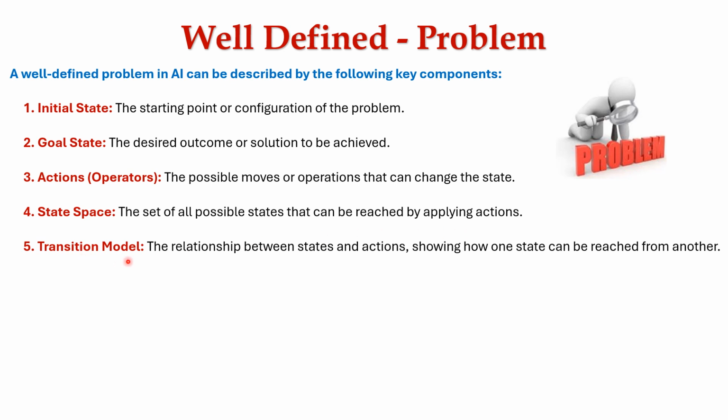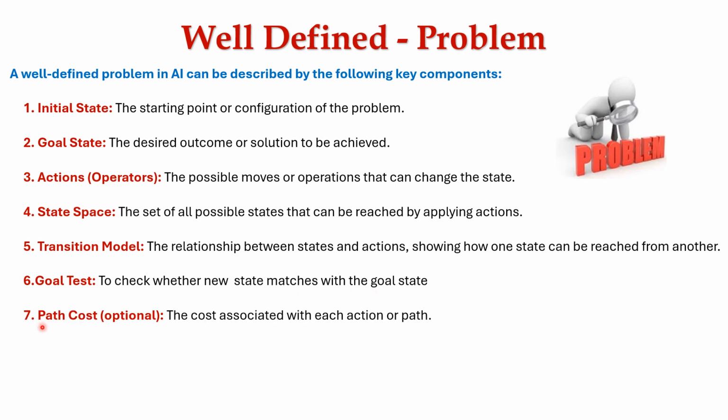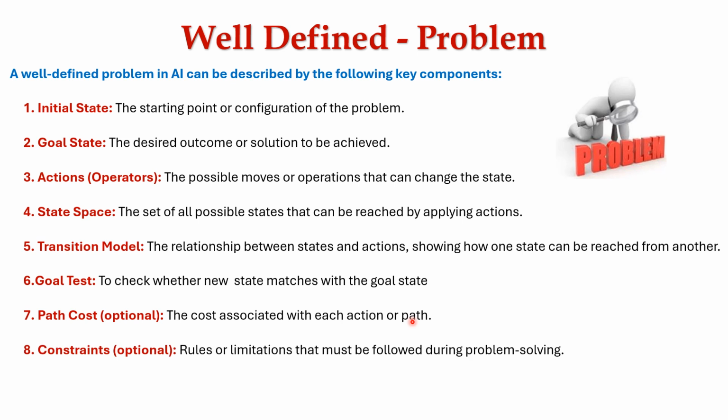Fifth one is transition model. That is the relationship between state and action, showing how one state can be reached from another state. Next is goal test, in order to check whether the new state, that is the current state, matches with the goal state or not. Next one is path cost. It is optional. That is the cost associated with each action or a path is called as path cost. Finally, constraint. It is also optional. That is the rules or limitations that must be followed during the problem solving.